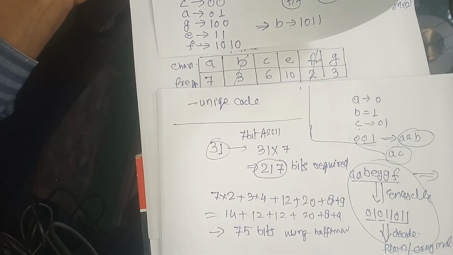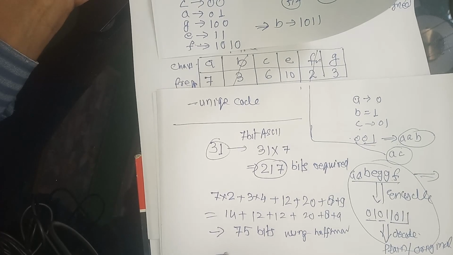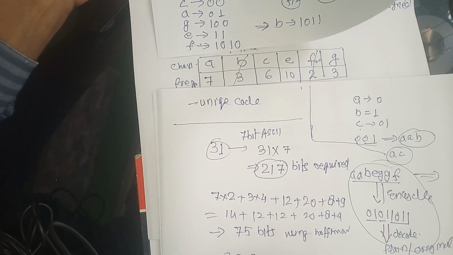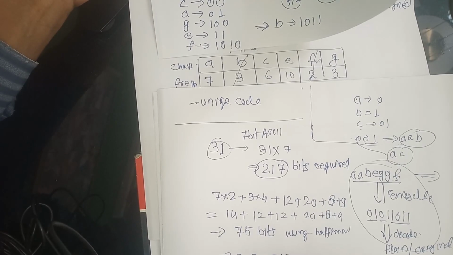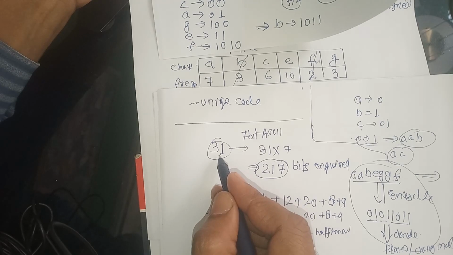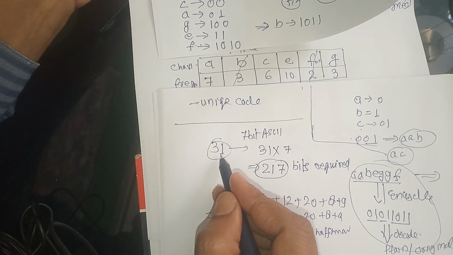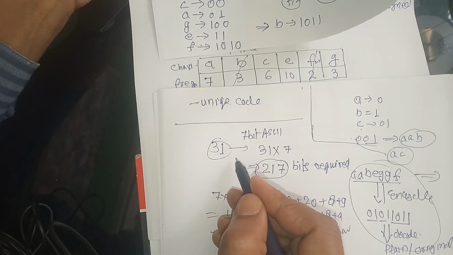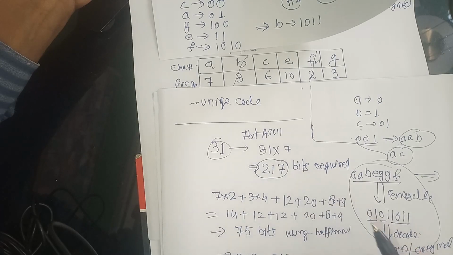So how many bits have we saved? We have saved 217 minus 75 bits. That is a sufficient amount of bits saved while representing only 31 characters. So assume if the file is big and characters are frequently repeating, then we can save a lot of space.